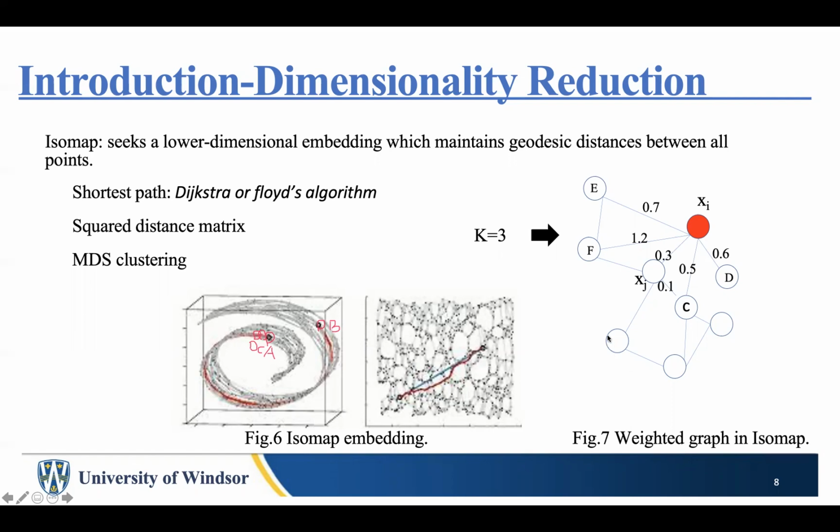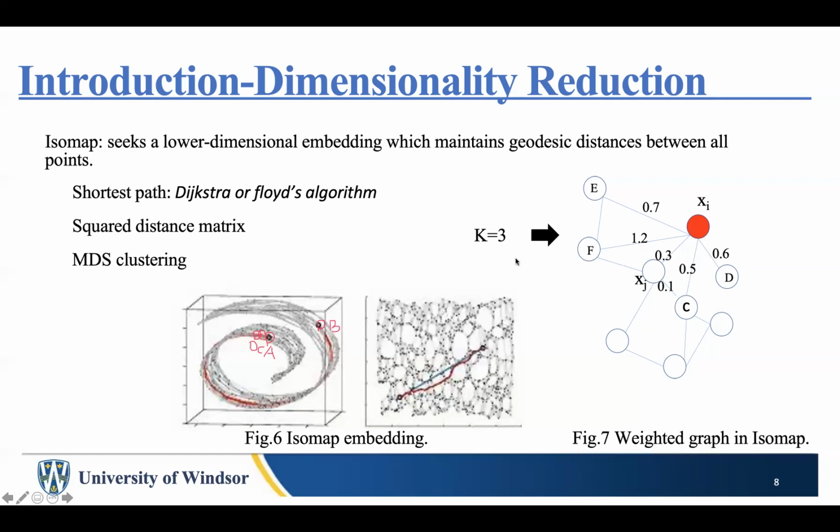In this weighted graph, data point C can be connected to Xi by this path with a weight of 0.5, or by these two paths with the sum of the weights of 0.4. Because the sum of the weights of these two paths is smaller, they will be chosen as the shortest path between C and Xi. Then it will find the k nearest neighbors.